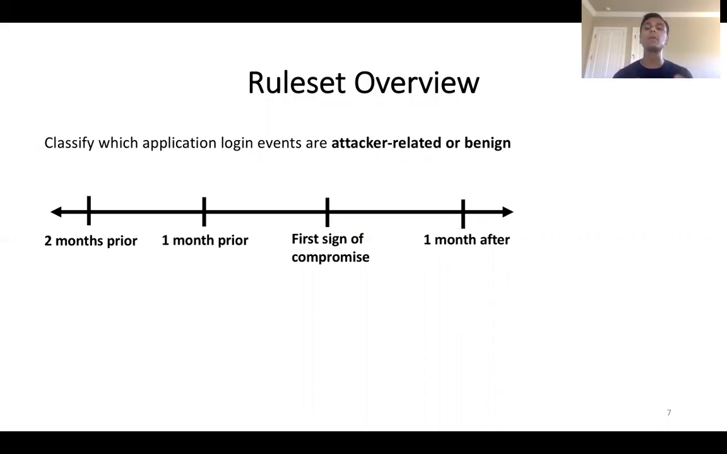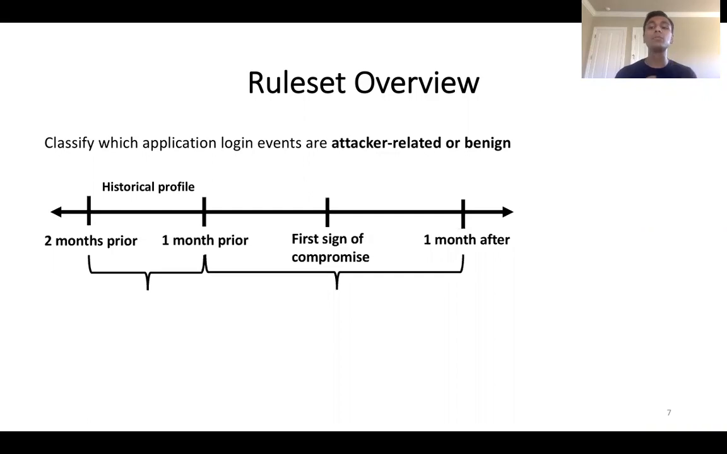At a high level, we construct a historical profile for Bob's common login characteristics and patterns using application login events from 1 to 2 months prior to this first sign of compromise. And this historical profile captures Bob's common locations as well as common devices that Bob used when he logged in to his account. Using this historical profile, we can now classify future application login events. So we classify future login events in a 2-month window surrounding this first sign of compromise.